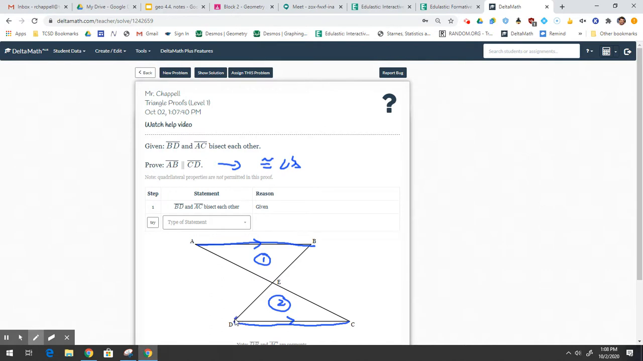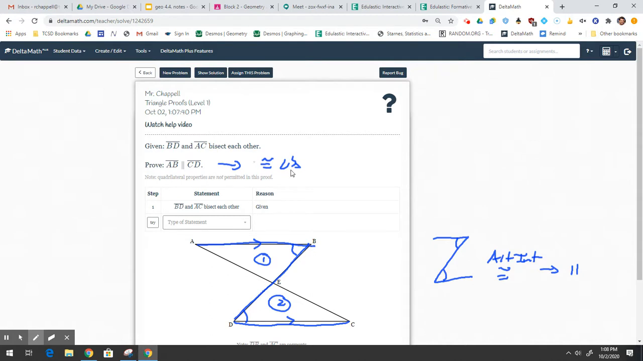Let's use BD as the transversal. Do you see the Z? If we can show that those two alternate interior angles are congruent, then that means the lines are parallel. So we want to show that these two angles are congruent, angle B and angle D. Well, in order to show that, if we can show the triangles are congruent, then we can use CPCTC.